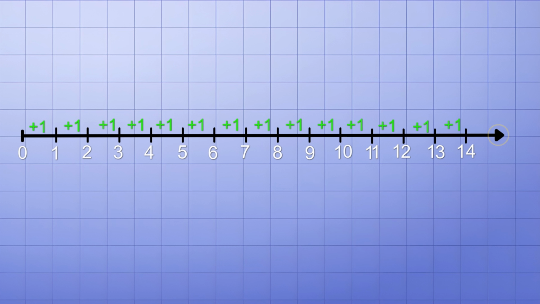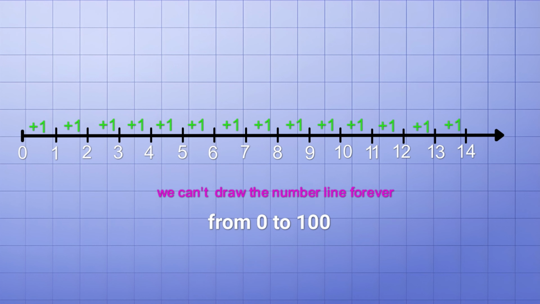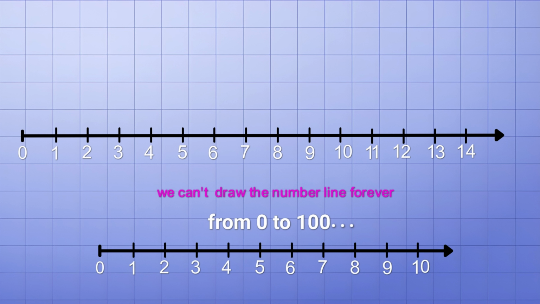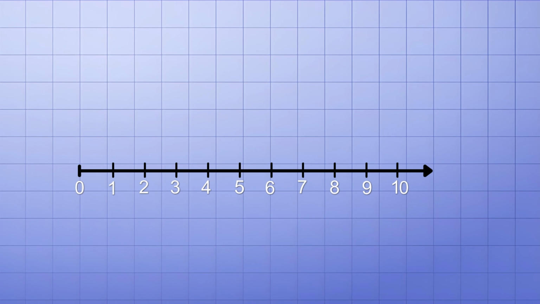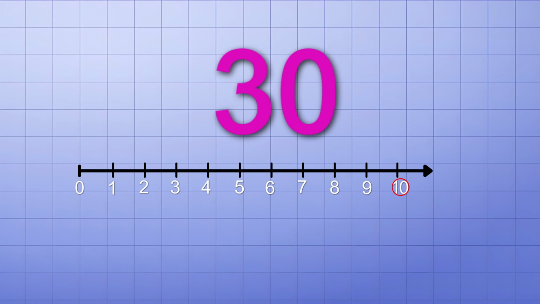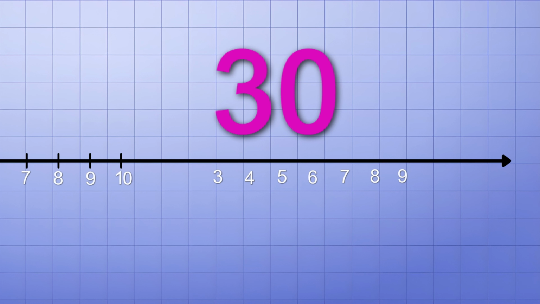That's why there's an arrow at the end of the number line. The arrow tells us the numbers continue forever, even though we can't draw them all. Since the number line goes on forever, you usually don't draw every number from 0 to 100, or even further. Instead, you draw only the part we need. For example, maybe we need a number line that goes to 30 instead of 10. That is easy. We simply keep adding new marks until we reach 30.